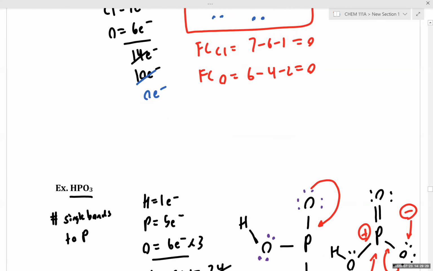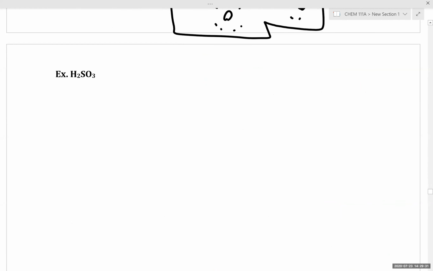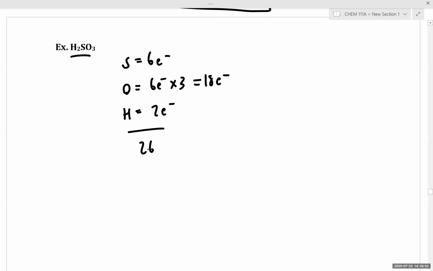Sorry for the small lag in OneNote. I'll start us off with this next example for sulfurous acid. Sulfur contributes 6 electrons, oxygen contributes 6 electrons, and we have 3 oxygens, that gives us 18. Hydrogen contributes 2 electrons. So in total, we have 26 electrons to work with.